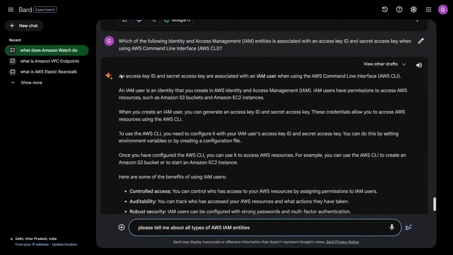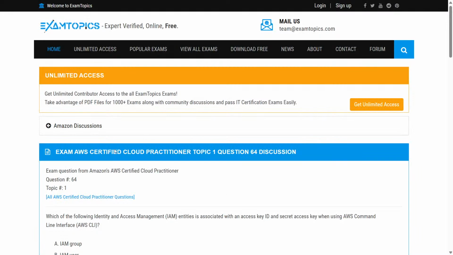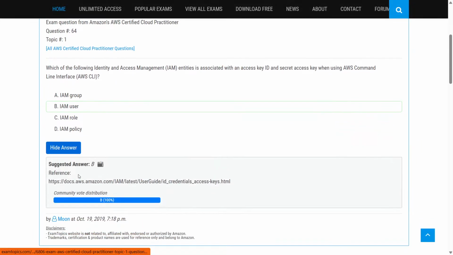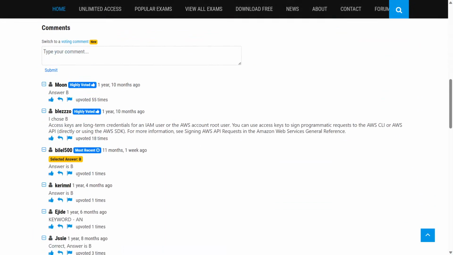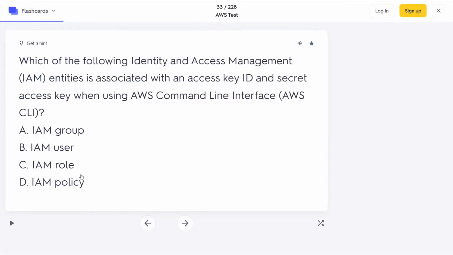But anyways, let's read our boy Bart. When you create an IAM user, you can generate an access key ID and secret. Yes sir, yes sir, yes sir. Now let's ask this question. Meanwhile, let's go back here. What do you say? IAM user, yes. These guys also say B. That's really smart, so it's really good to see that I'm right. This makes me feel like an idiot. What? Why? And by the way, what does this refer to?